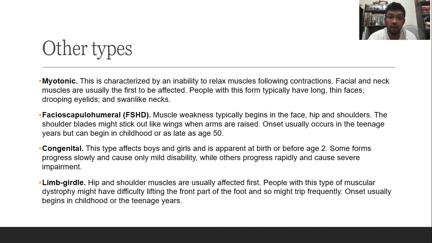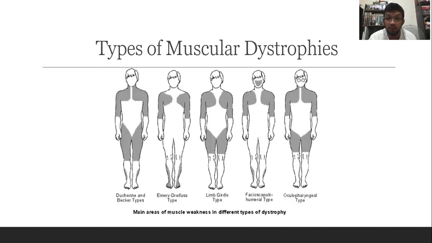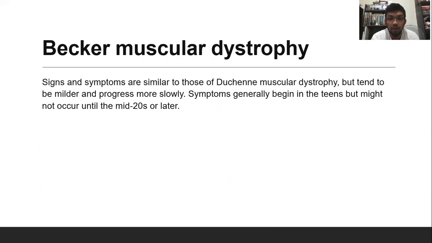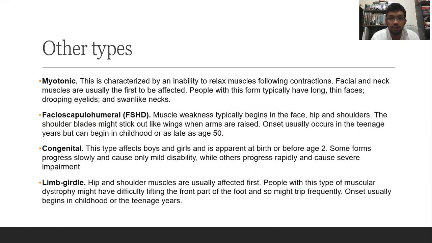Limb girdle. The hip and the shoulder muscles are the ones that are usually affected first, as you can see here. That's the limb girdle type. And people with this type of muscular dystrophy might have difficulty lifting the front part of their foot, so they might trip frequently. Onset is usually in childhood or the teenage years for the limb girdle type.